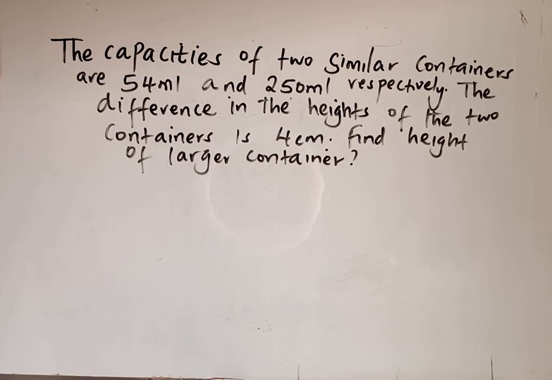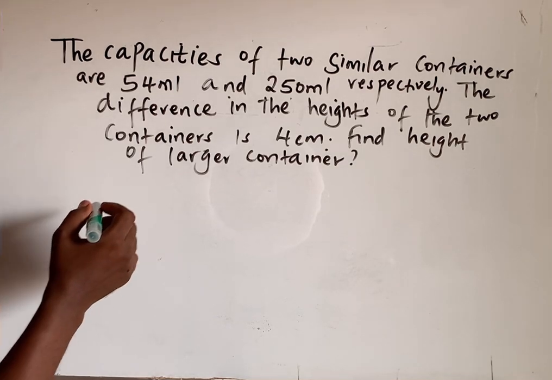The capacities of two similar containers are 54 ml and 250 ml respectively. The difference in the heights of the two containers is 4 centimeters. Find the height of the larger container. To solve this question, we shall first of all find the volume scale factor.